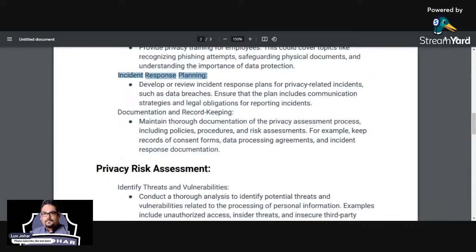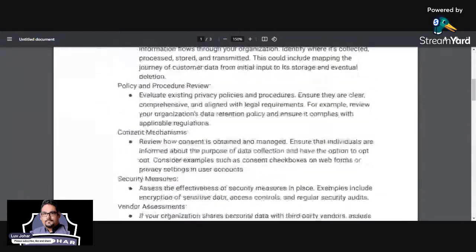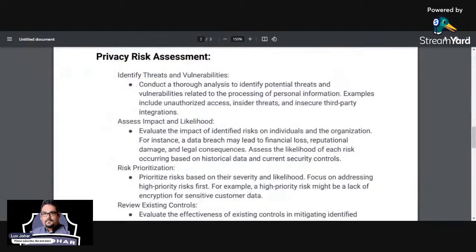I hope this makes sense so far. In case of any privacy assessment, what needs to be done. Now coming to the privacy risk assessment. Here, almost similar to what we have discussed already, somehow different in certain aspects. So let us quickly understand privacy risk assessment as well.